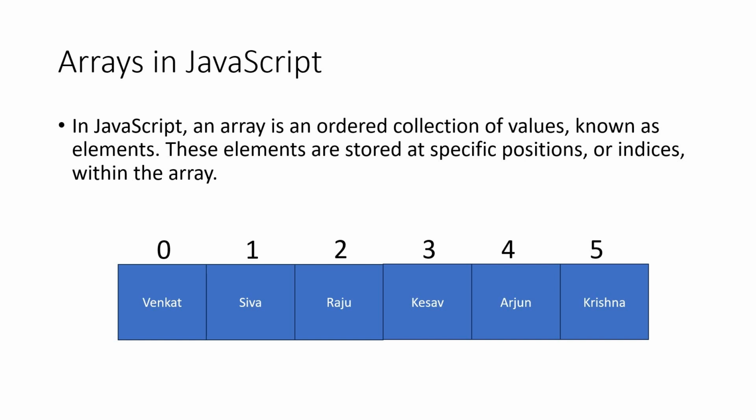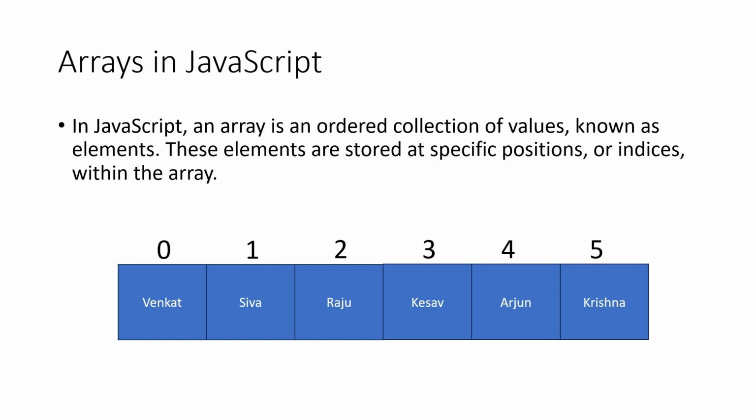In this video, we will discuss arrays in JavaScript. In JavaScript, an array is an ordered collection of values. So an array is a collection of values known as elements. These elements are stored at specific positions, or indices, within the array.